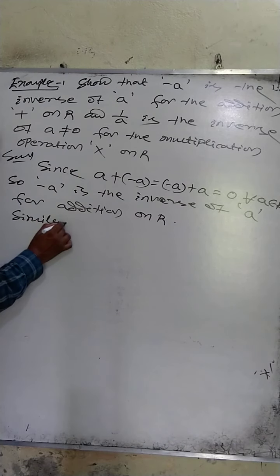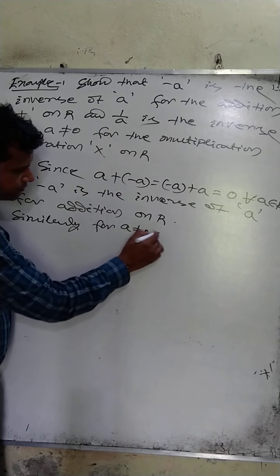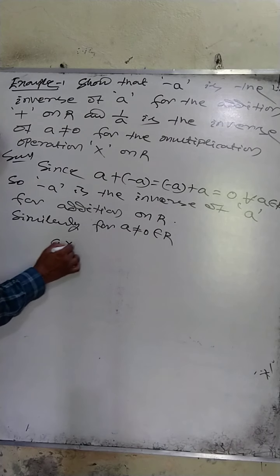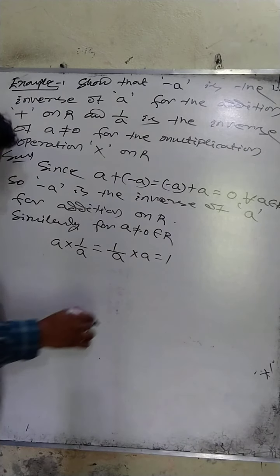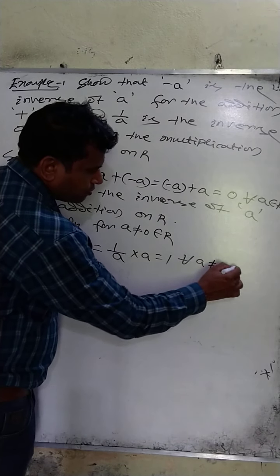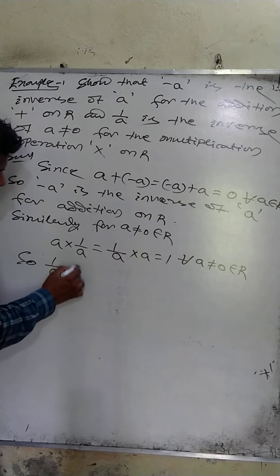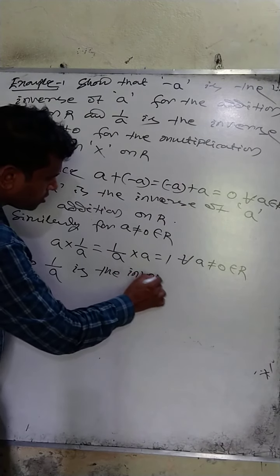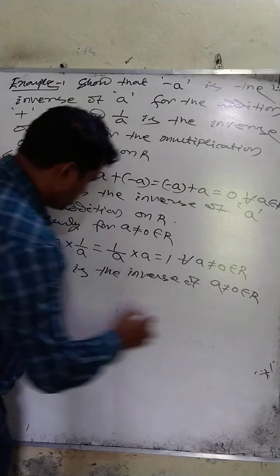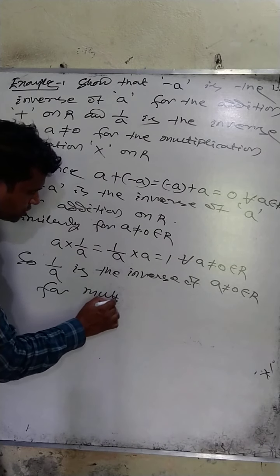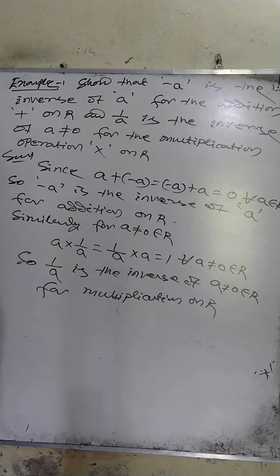Similarly, for a not equal to 0 belongs to R, a into 1 by a equals 1 by a into a equals 1, for all a not equal to 0 belongs to R. So 1 by a is the inverse of a, not equal to 0 belongs to R, for multiplication on R. Okay, thank you.